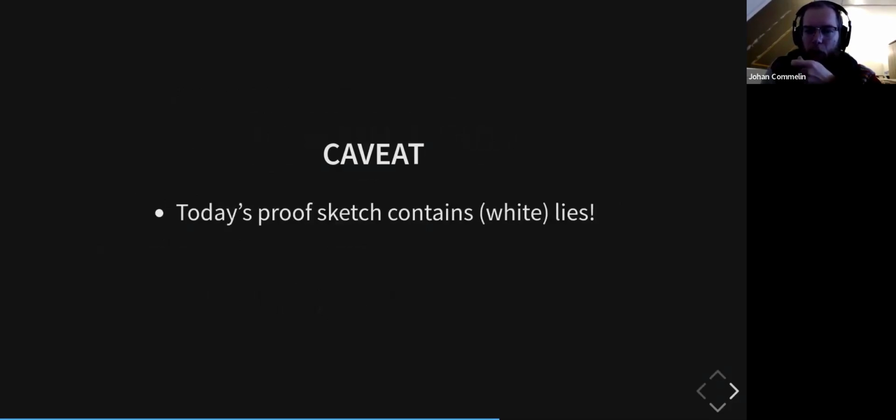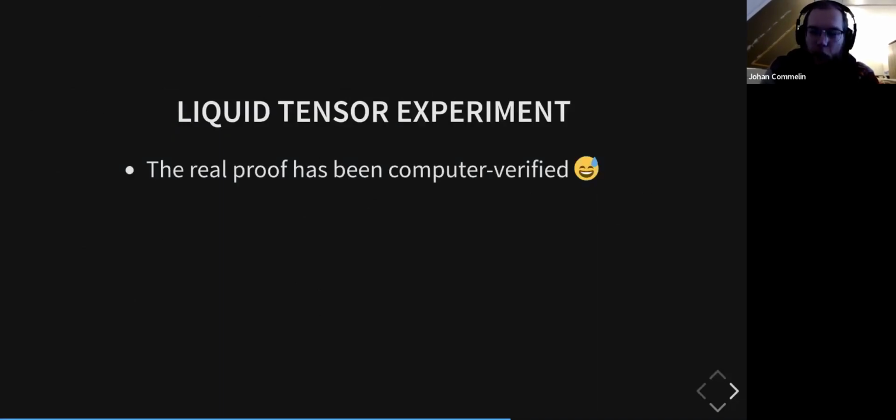But I want to give a little warning that the proof sketch that I'm going to give you will contain a few white lies. Otherwise, it's just not possible to cover the full proof honestly within the time of one seminar talk. But anyway, this is all part of the liquid tensor experiment. So the proof has been computer verified. So anything I tell you today, even if it's wrong, a correct version is guaranteed to exist.